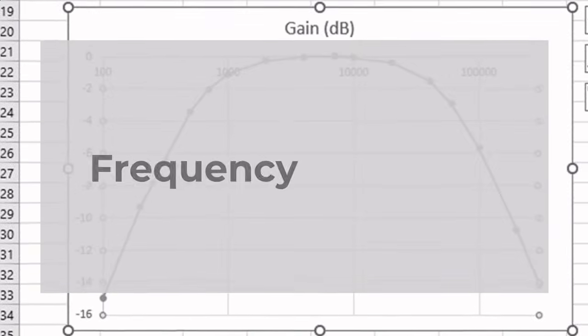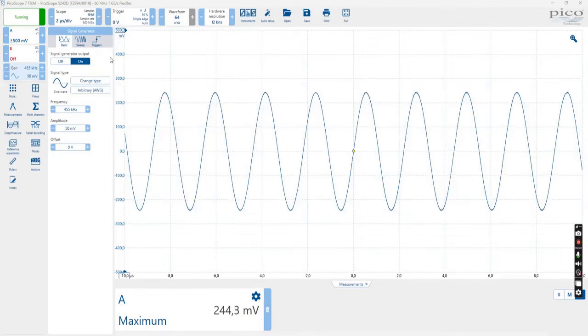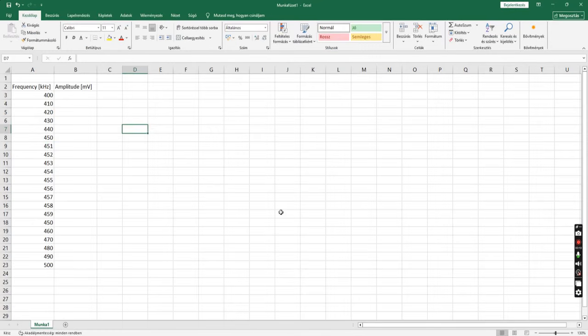We can measure the frequency response even without an FFT or a spectrum analyzer. If you have a simple oscilloscope, you can still determine the frequency response. The idea is simple, you measure the amplitude at the different frequencies. Let's create a table with the frequency and amplitude values, either in Excel or on paper, and define the measurement steps.